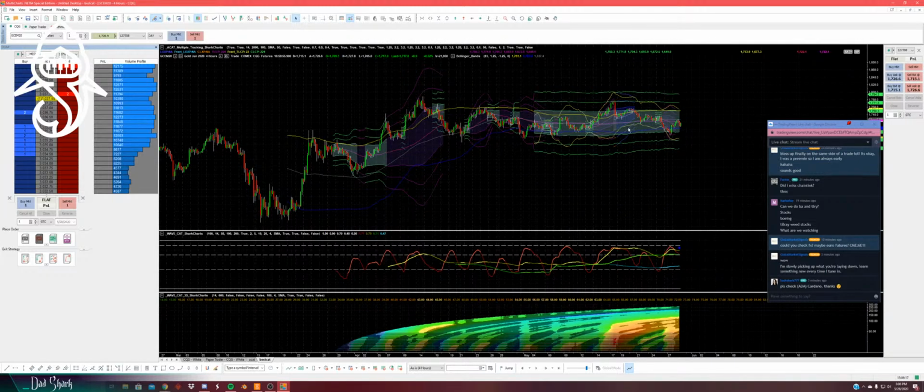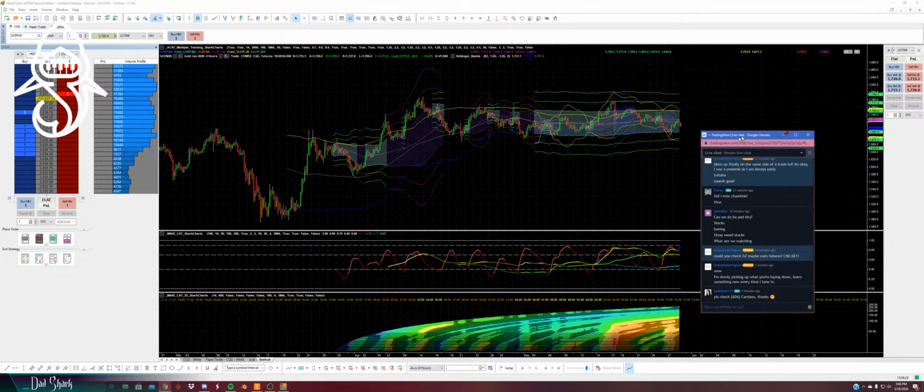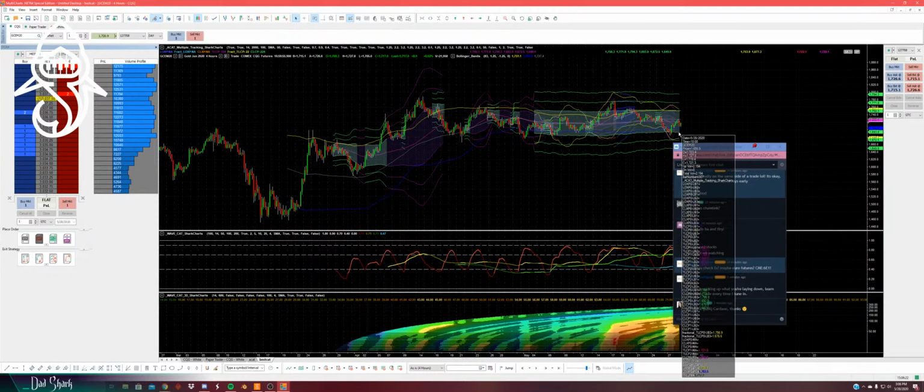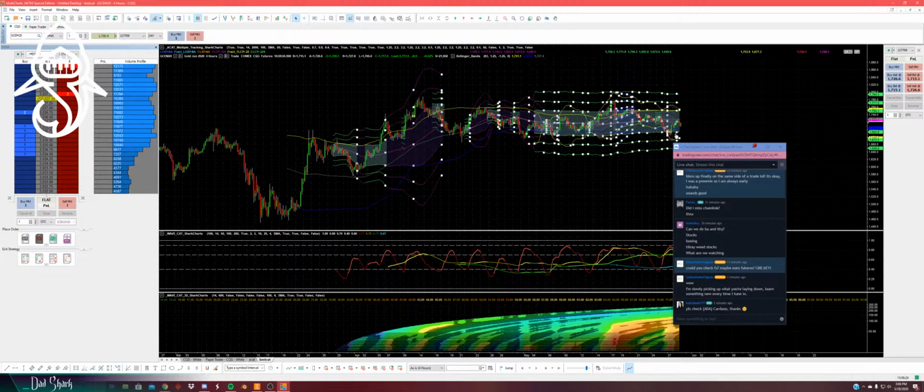Wow, that is a nice compressionary range. Look for a long around 1693. I'll probably set an alert for myself there.